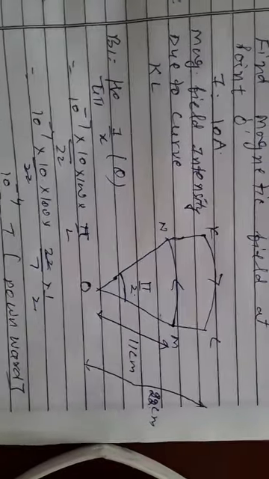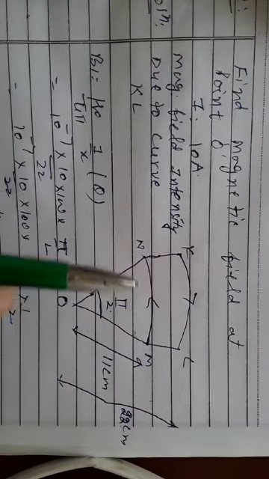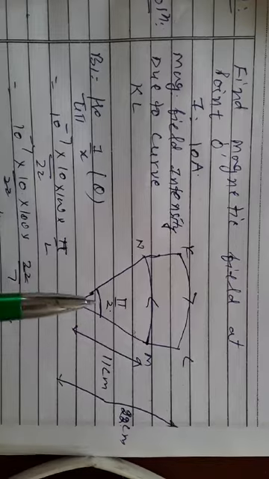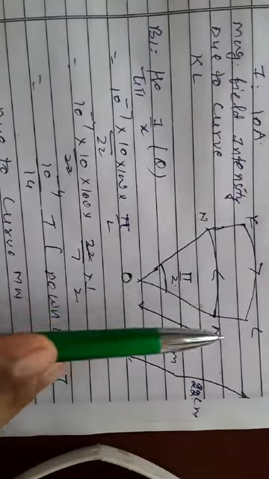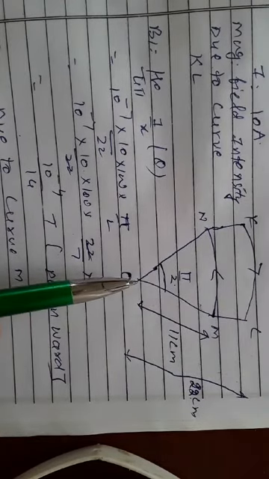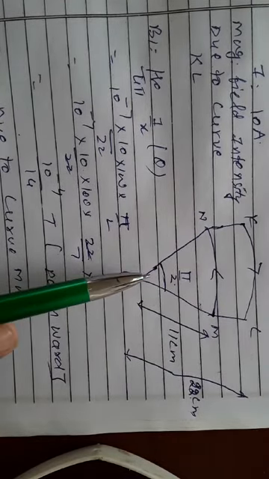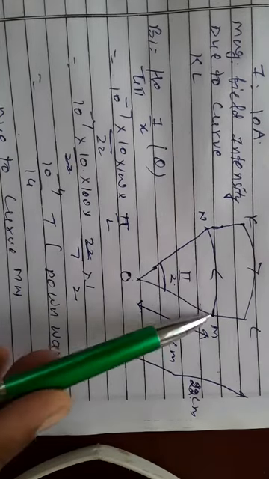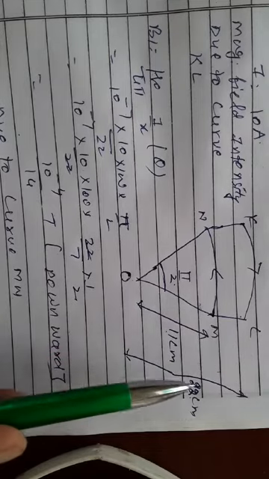In the next question, find the magnetic field intensity at the point O if a current of 10 ampere is flowing in this diagram. This is curve KL, MN, current 10 ampere is passing. We have to find the magnetic field intensity at the point O. This is an angle of pi by 2. Distance between OM is 11, distance between OL is 22.